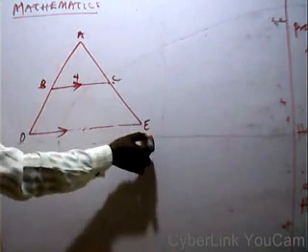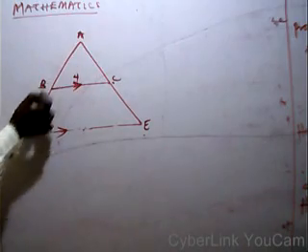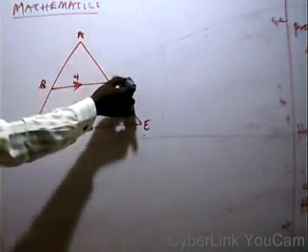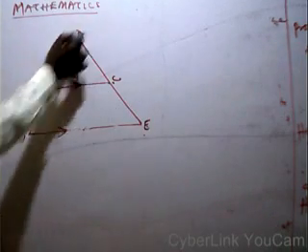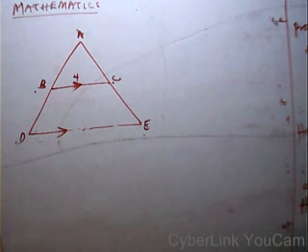Your AC is equal to your CE, and your AB is equal to your BE. The ratio of your AC to AB is equal to the ratio of your AE to AD. So let's take note of that.